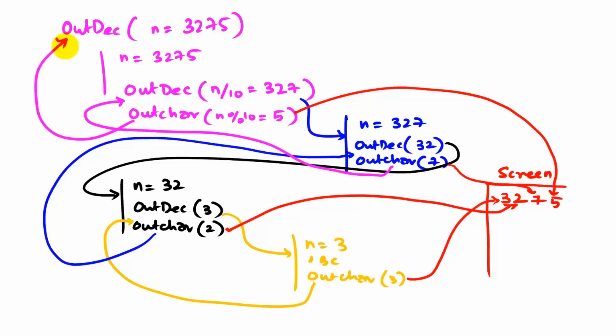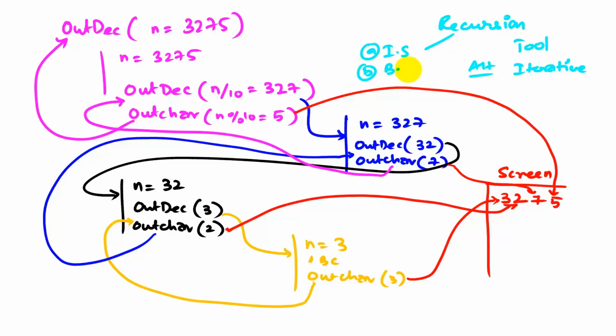So let's summarize what we've learned. We've learned that recursion is a tool which is an alternative for an iterative solution to problems. And in order for recursion to work, we need two things. The first thing is an inductive step, and the second thing is a base case. And any problem that we look at, if it is properly formulated, can lend itself to recursion.